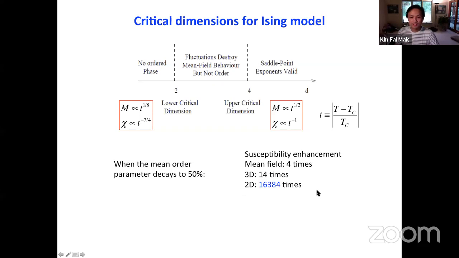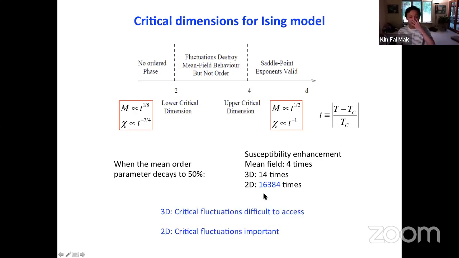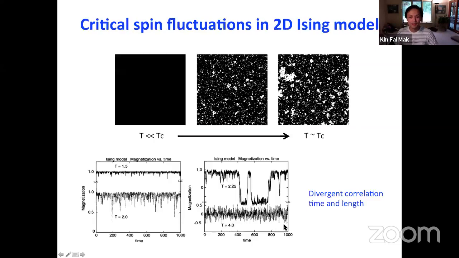But in the 2D case, there's more than 10,000 times enhancement in the spin fluctuation in the system compared to the zero temperature limit. So the conclusion is that in 3D materials, we would expect the critical fluctuation to be rather difficult to access, but in the 2D limit, the critical fluctuation is significantly enhanced, especially near the critical point.